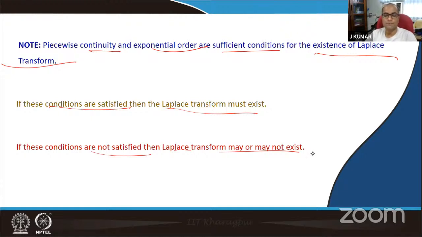We have some examples we have done during the lectures which show that at least one of them was not there. Either the function was not of exponential order or it was not piecewise continuous. In those cases also the Laplace transform may exist, but we are not sure. So to make sure: if these two conditions are met, then definitely the Laplace transform exists. This is the idea of this condition.